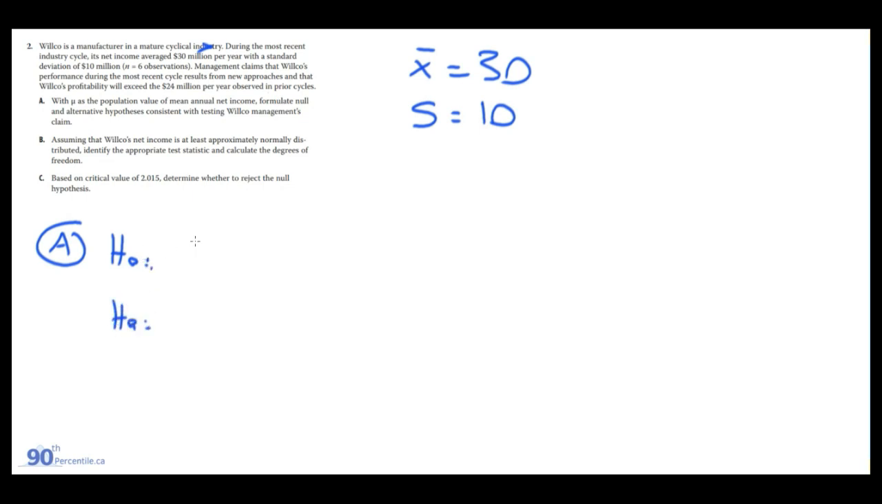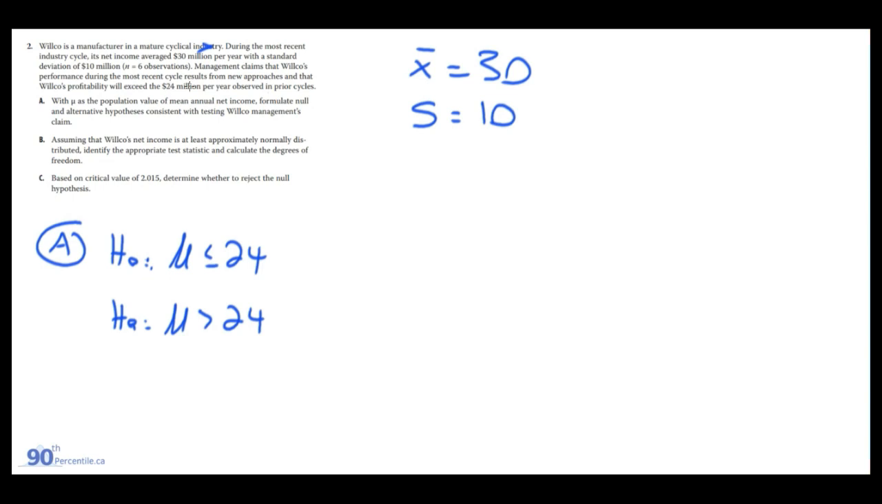So the null is going to be that the population mean is less than or equal to 24 mil. And the alternative is that it is greater than 24. So it's a bit weird. That when you're reading this, you're saying management claims that Wilco's performance during the most recent cycle results from new approaches, and that Wilco's profitability will exceed 24 mil per year.